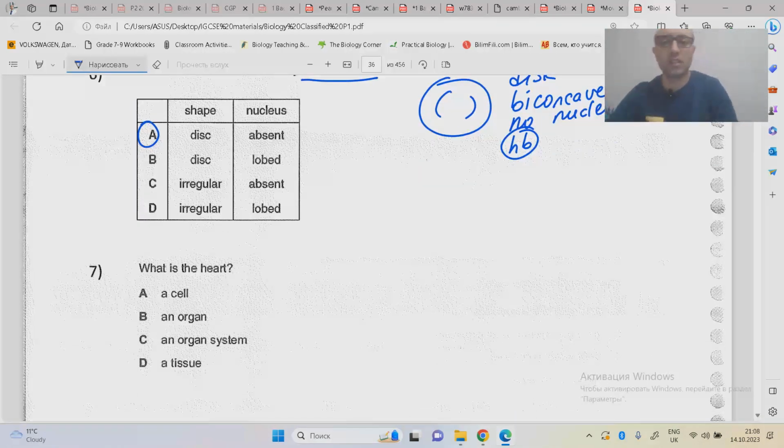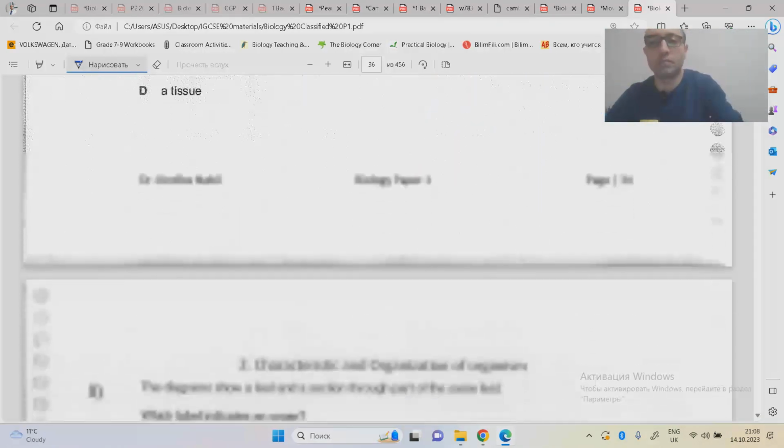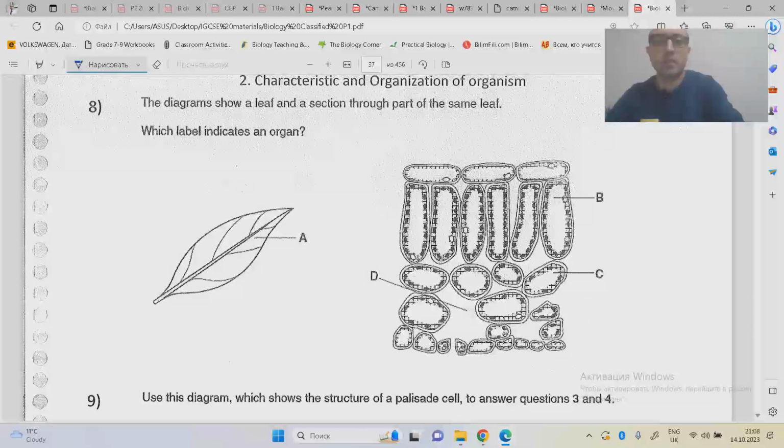What is the heart? The heart is easy. You know that it is an organ. In this picture, you can see which label indicates an organ. The organ in this picture is, of course, a leaf, which is A. So this is a leaf as an organ.